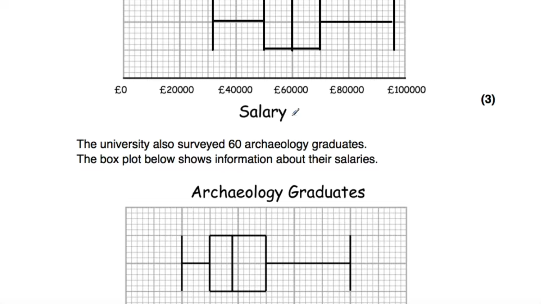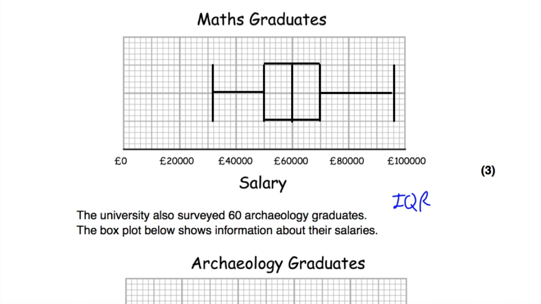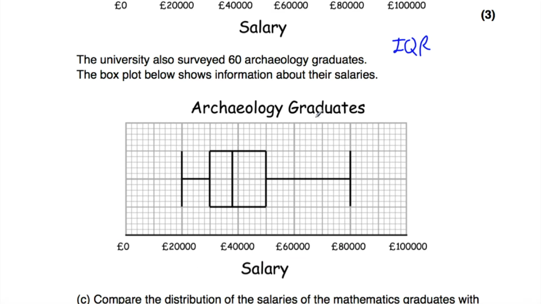Let's also compare how they're spread out. To compare how they're spread out, I often look at the interquartile range, and that tells how the middle 50% of the data is spread out. And it's quite a good measure because, rather than looking at the range, if for instance you had one archaeology graduate that had a salary of £200,000, way over here somewhere, then you'd find that their range is really big. So the range is affected by outliers, whereas the interquartile range only looks at the middle 50% of the data.